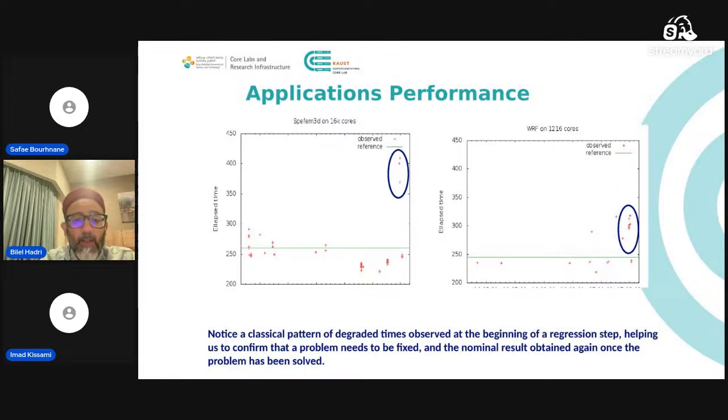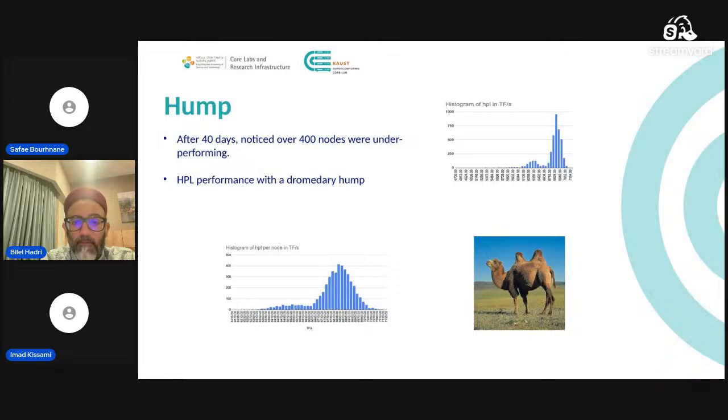And you see that sometimes in the performance of applications. Here I'm showing SPECFEM or WRF, when we noticed some issues, and that was related to the IO mentioned previously, because at that time the IO was not going well, and these two applications have a lot of IO dependencies.